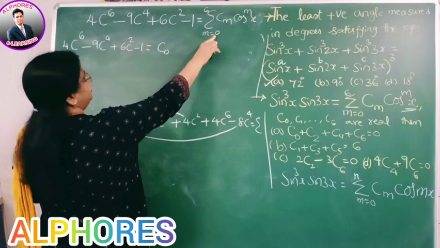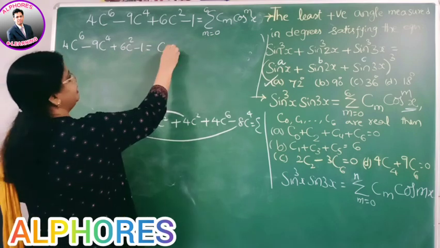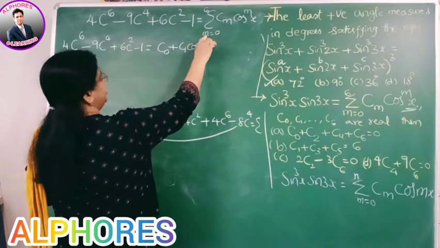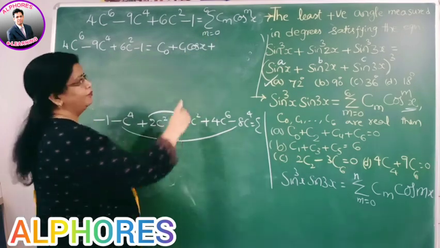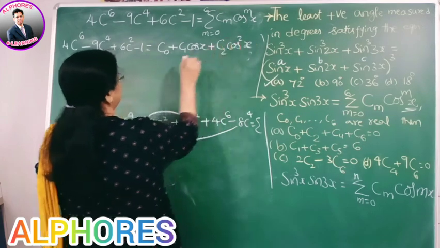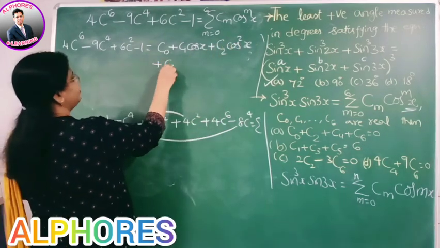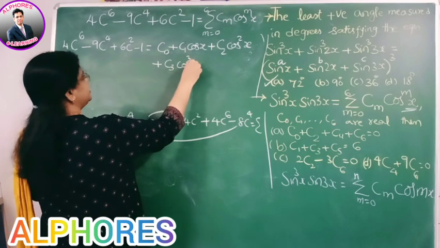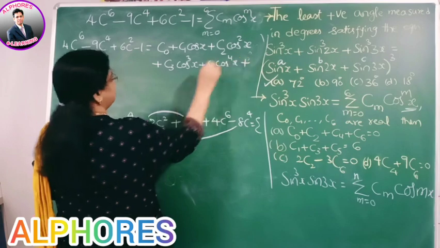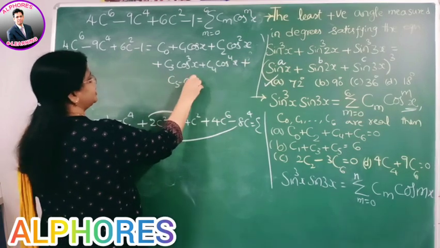And next value m is 1. m equal to 1 means it is C1 cos x. And next value, students, m equal to 2. Then it is C2 cos square x, right? Like that it is plus C3 cos cube x and plus C4 cos to the power of 4x and next plus C5 cos to the power of 5x.